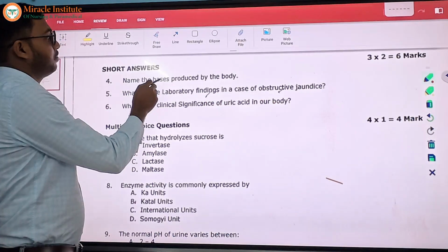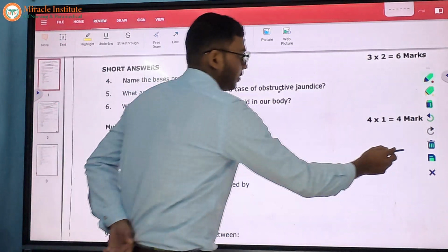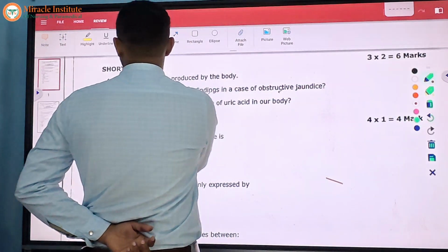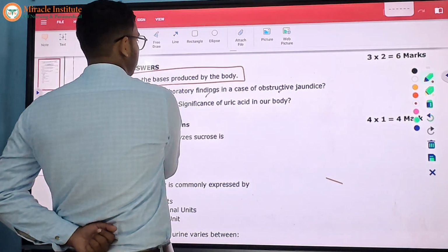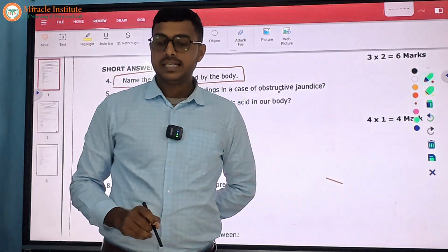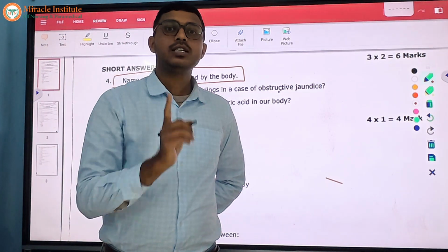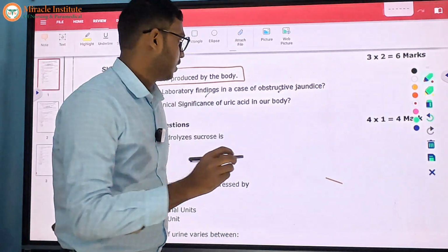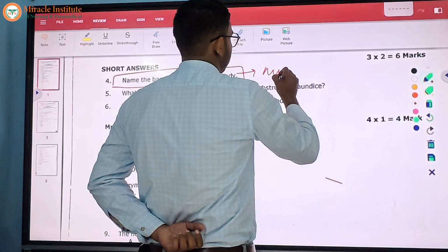Next, we come to the bases produced by the body. Name the bases produced by the body. What are the bases produced by the body? Basically, we are asking about the nitrogenous bases produced by the body.